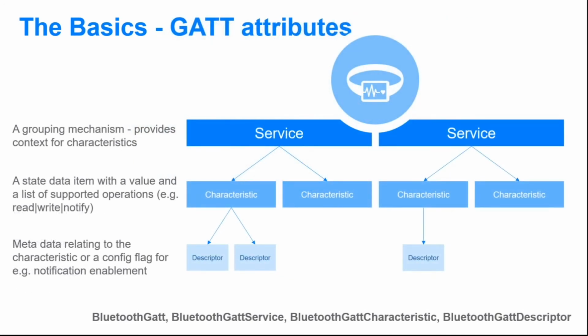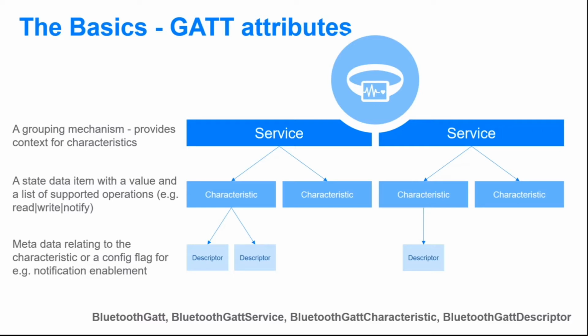Now, once you're in a connection, you're going to be working with a table of data on the remote device called the attribute table. Sitting inside this table are a series of attributes, hence attribute table. And each attribute in the table is of one of three types. There are services, characteristics, and descriptors, and collectively they form a hierarchical structure. Services act as grouping mechanisms, and they contain characteristics. Characteristics are really just data items which have a specific type identified by a UUID. They have a value, and they support various operations that the remote connected device can initiate.